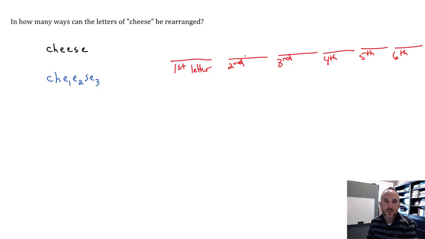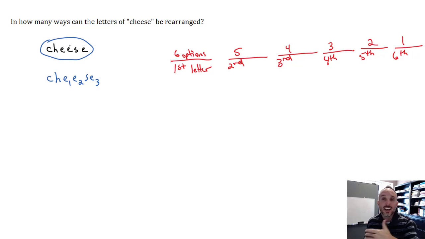No problem there. But if you just say, all right, my first letter, I've got 6 options. I could choose any of these letters. My second, I've got 5, and then 4, 3, 2, 1, making sure to use all the letters to get a rearrangement. The problem with that is that this particular arrangement, cheese, in fact every arrangement of these 6 letters, is going to have 3 E's.